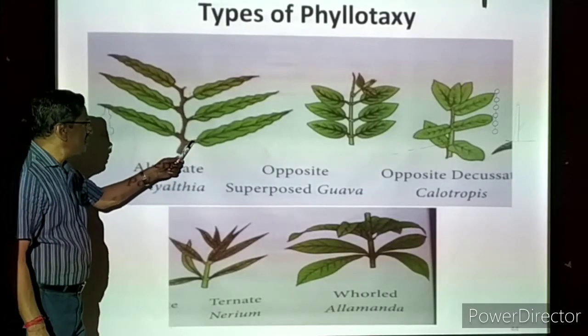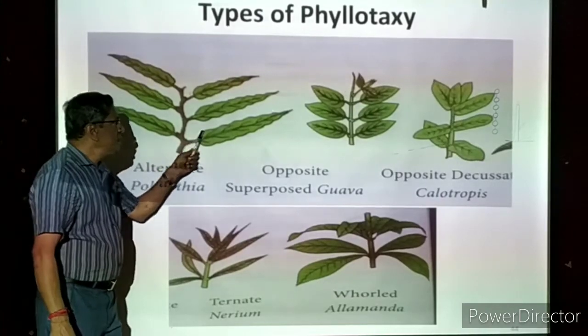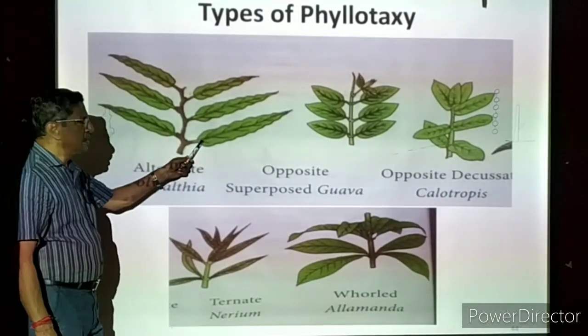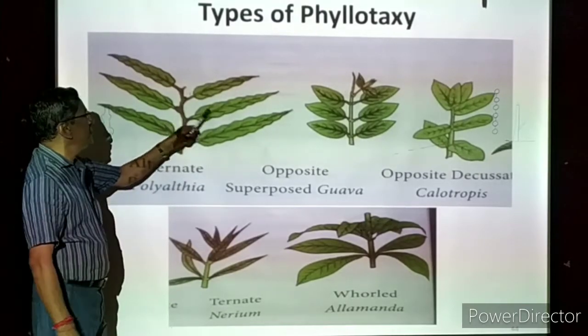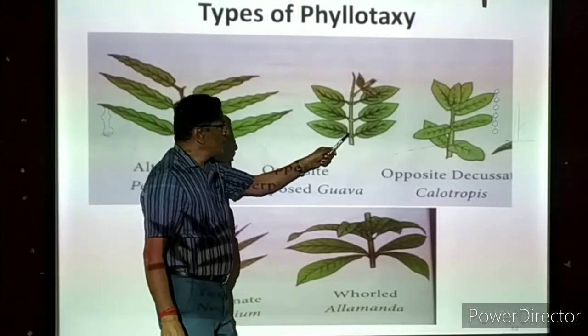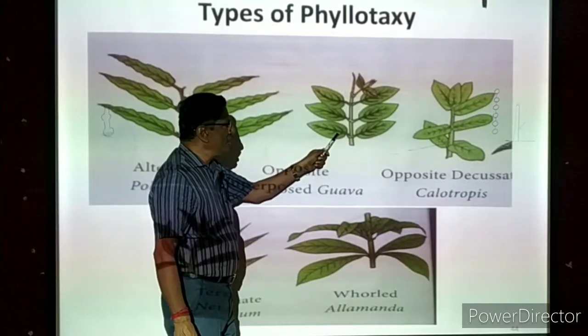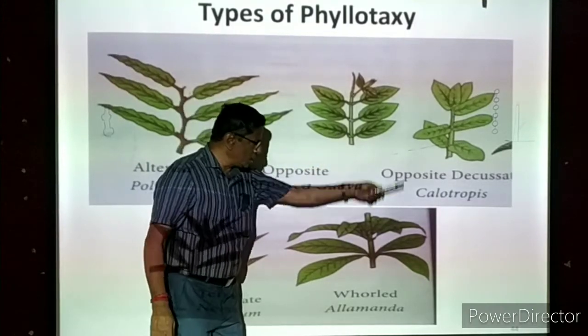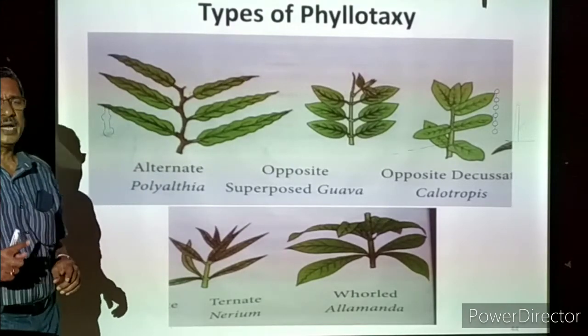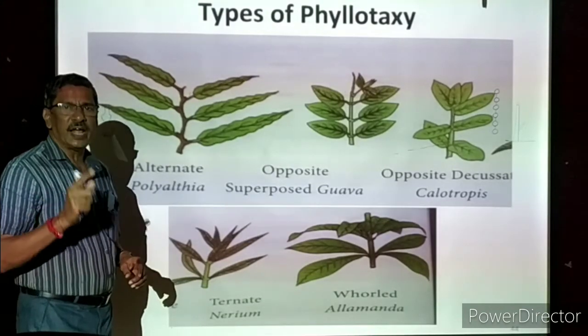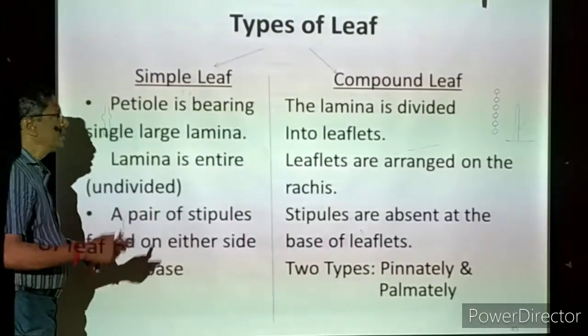Now this is the stalk of the leaf, the petiole. The petiole is bearing one lamina. So these are all simple leaves. Even here also, this is the stalk, and one lamina is present. This is a simple leaf. Like that, all are called simple leaves. That means one petiole is bearing a single green flattened large lamina.